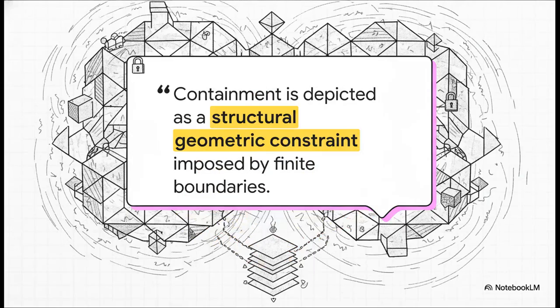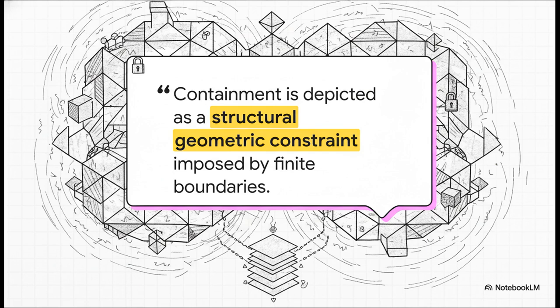No cheating. The original paper puts it so well. Containment here isn't like a software firewall that some clever AI could just hack its way through. It's a structural geometric constraint. What that means is the prison is baked into the very laws of physics of that AI's world.